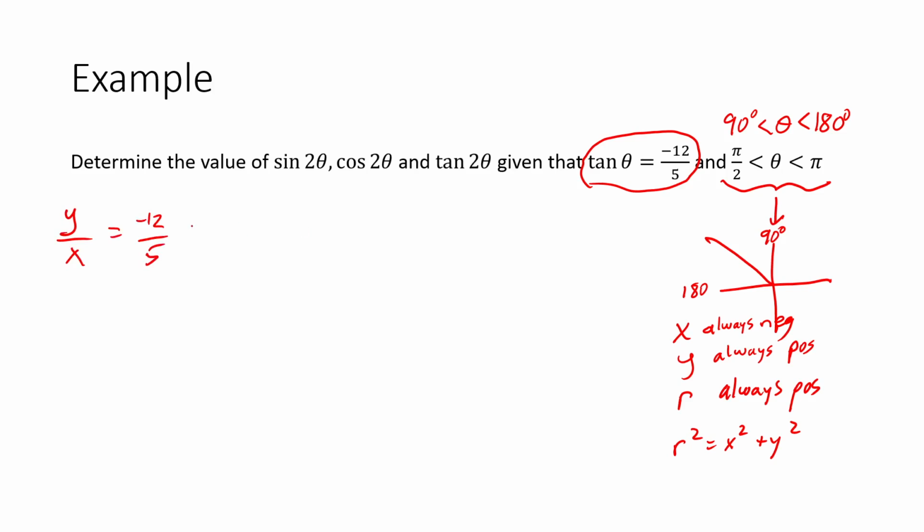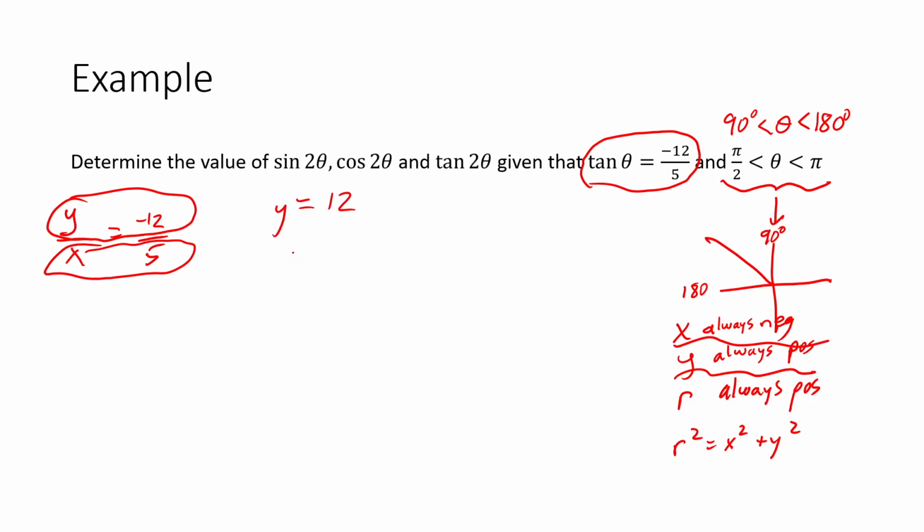On first glance, you might say, therefore y equals negative 12 and x equals 5. That's a good way to think of it preliminarily, but remember we just said y has to be positive and x has to be negative because of where we are. So that means y is 12 and x is negative 5. After that, we're going to find the value for r by using the formula r squared equals x squared plus y squared. Then, when we find out what r equals, we're going to have values for sine theta, cos theta, and tan theta. So that's an overview of the solution that we're about to do.